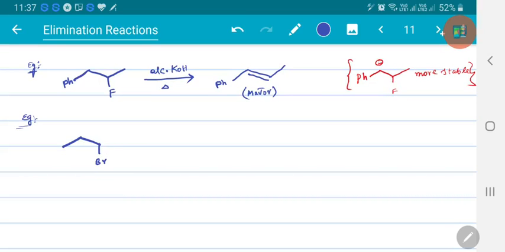We have taken a good leaving group, right? If I take alcoholic KOH, now as it is a good leaving group, the base will approach the hydrogen, the bond will shift and Br goes out. Everything occurs in the same step. So now you will get the Saytzeff product as the major product.